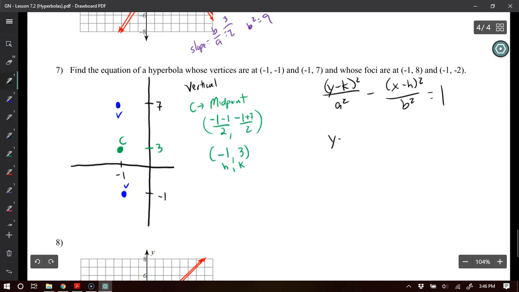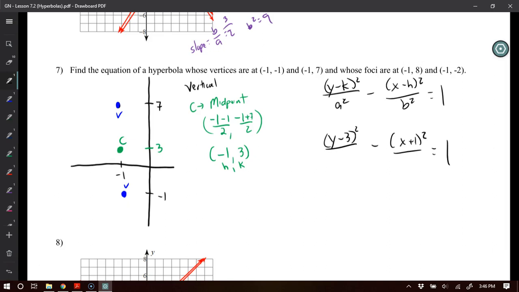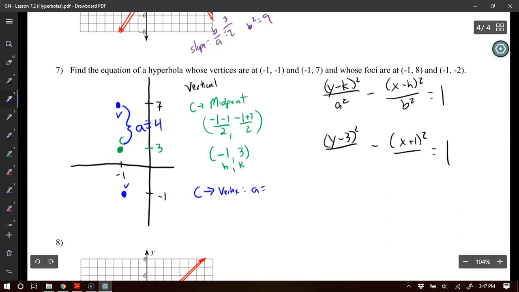I now know it's going to be y minus 3 squared, and I know it's going to be x plus 1 squared. Don't know what it's over, but I have half my equation. But do keep in mind, the distance from the center to your vertex is a units. It's defined by that. So a in this case is 4. So from the center to a vertex is a units, which is 4 in this case. So a squared is 16.